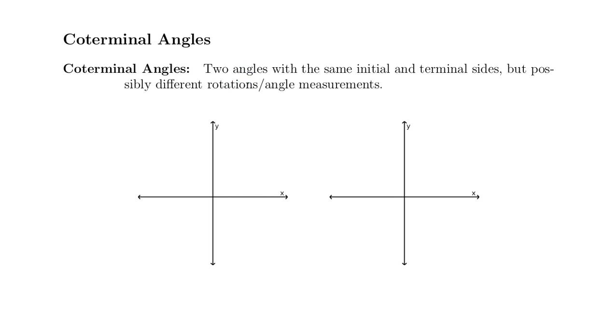Coterminal angles. We've already drawn a picture of coterminal angles, but let me just go through it formally. Coterminal angles are two different measurements that have the same initial and terminal sides. So let me show you what I mean here. Let me draw a picture that I kind of drew already. Whoops, that's not the button I wanted.